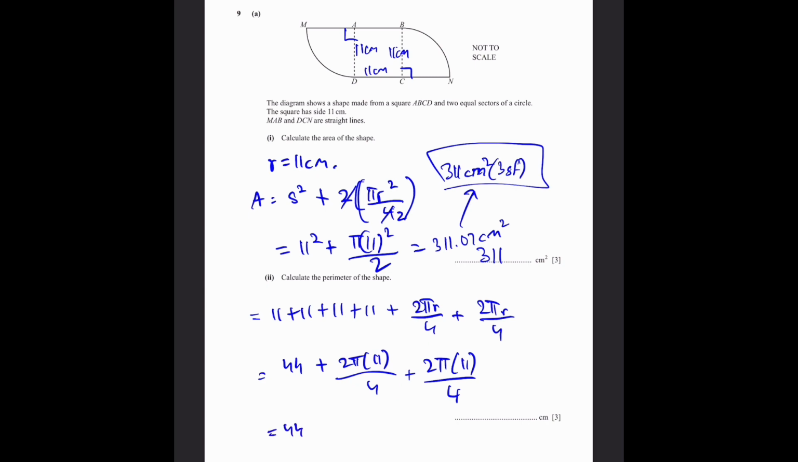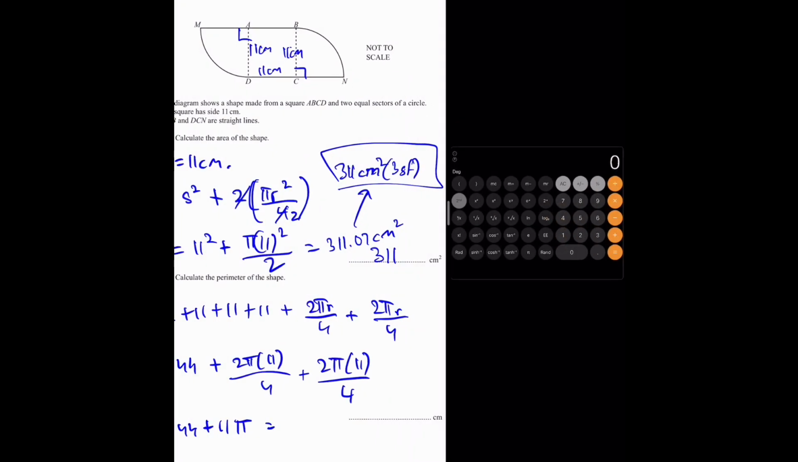So that'll be 44 plus 11 pi, which is, getting a calculator to do this, 11 times pi, and then plus 44, to get 78.6 centimeters. To 3 significant figures, of course. That will be our answer. Now we can go to part B.